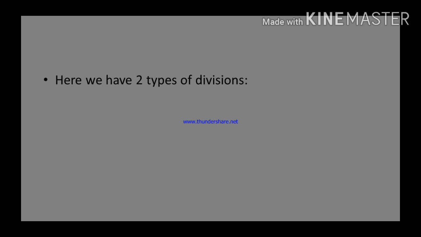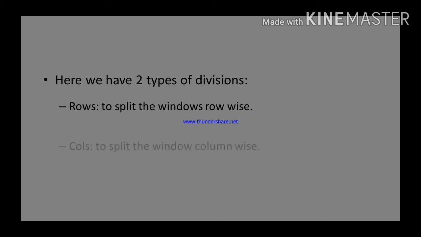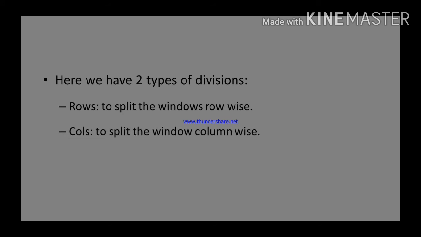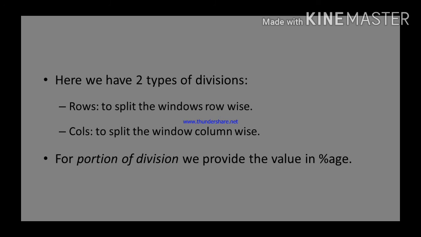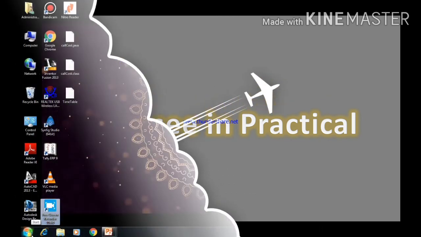Here we have two types of divisions. First, rows, means frameset type of division rows, to split the window row wise, and same way cols to split the window column wise. For portion of division we provide values in percentage. All those things we will see in the practical part, then only you can understand it very easily. Let us see in a practical.